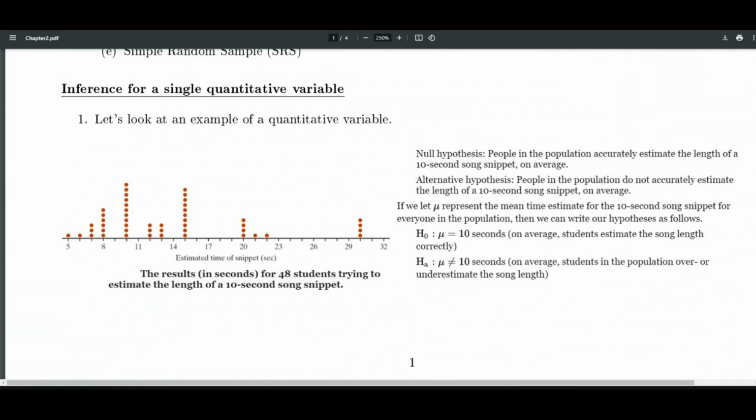But apparently these people are not like that. Right? They can't tell time at all. There's no sense of time intervals. But the point of this study was to show the distribution of times that people think the 10-second song snippet is. Okay, I want you to stare at the screen.